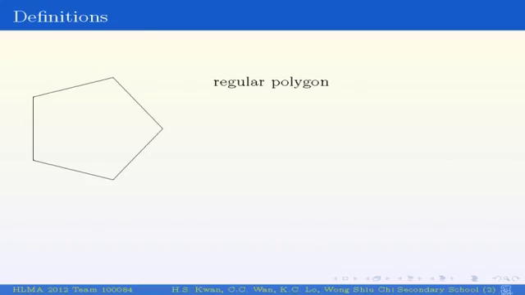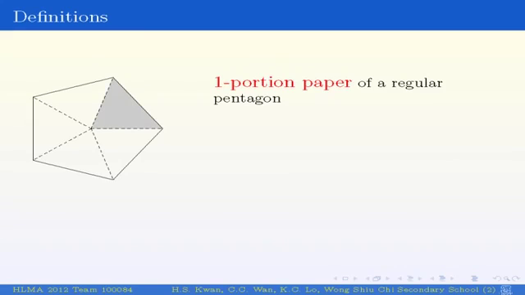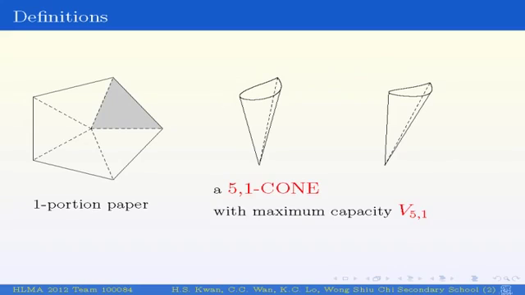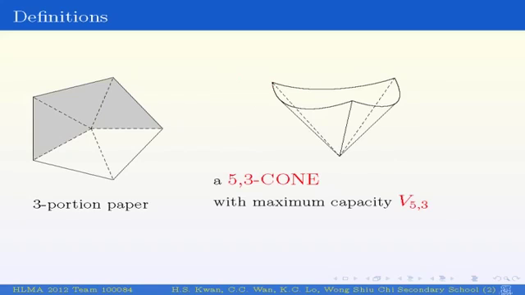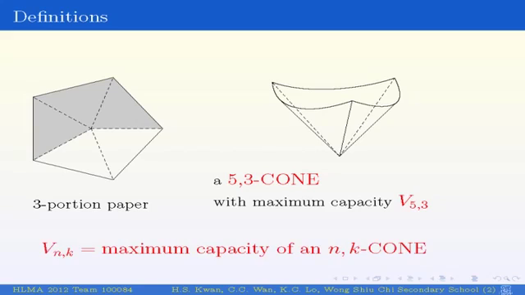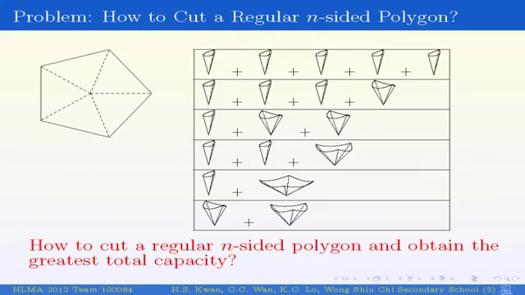This is a regular polygon we will focus on, and it is cut along radii. This is a one-portion paper, and the cone made from it is an N1 cone. Its maximum capacity is denoted by Vn1. This is a three-portion paper, and similarly, the cone made from it is called an N3 cone, and the maximum capacity is denoted by Vn3. In general, we will denote the capacity of an NK cone by Vnk. Our problem is how to cut a regular n-sided polygon in order to obtain the greatest total capacity.